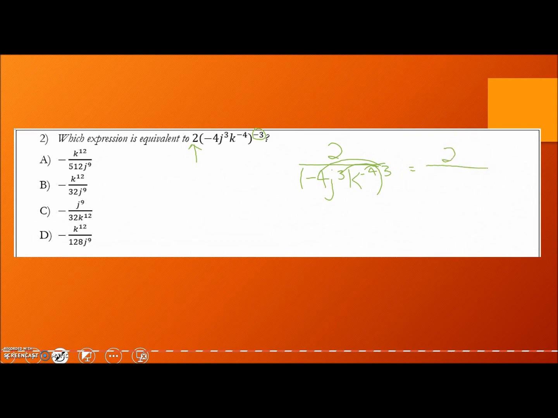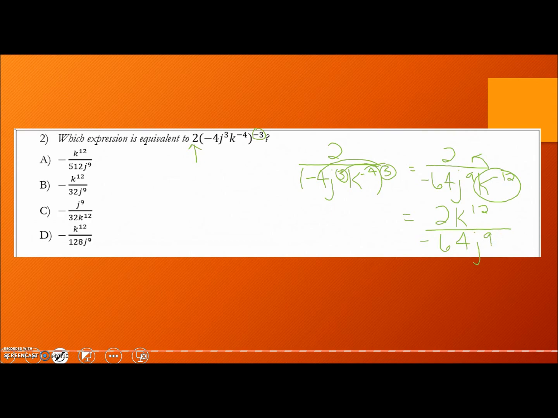So negative 4 to the 3rd power, negative 4 times negative 4 times negative 4 is negative 64. I multiplied these 3 and the 3 together, so that's j to the 9th. And I'm also going to multiply the exponents of the k's together, so negative 12. So then I'm going to get rid of that negative exponent by moving that k to the negative 12 up top to join the 2. That makes it a positive 12. All over, still negative 64, j to the 9th.